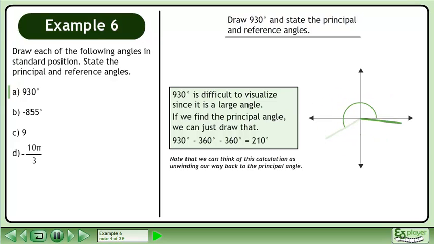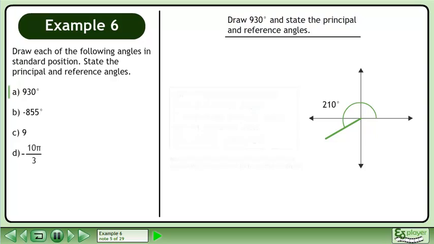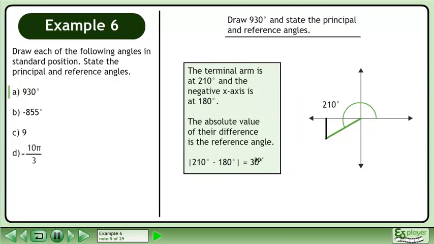Note that we can think of this calculation as unwinding our way back to the principal angle. The terminal arm is at 210 degrees, and the negative x-axis is at 180 degrees. The absolute value of their difference is the reference angle, 30 degrees.